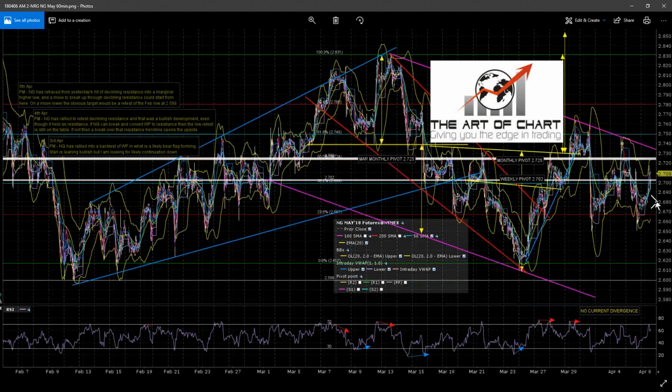Right, NG. NG, wondering about a possible triangle forming here. If that was the case, it would probably break up. We've got obviously very clear resistance here, decent resistance in the 2.735 area, and on a break above, that would open the upside. So that stands lean, and I think that's looking very possible here.